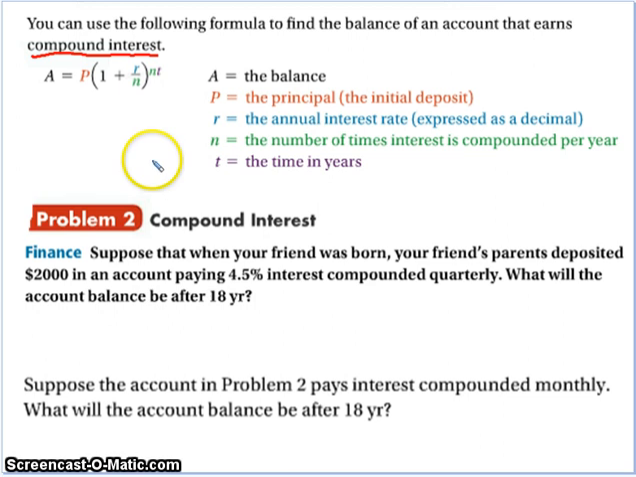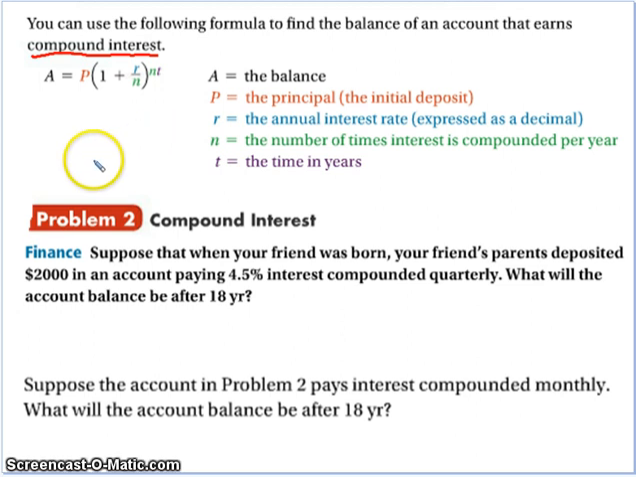Okay? So here's what we do. A represents the balance that's in the account, how much money you have. P stands for the principal. That's the initial amount that you put into the bank, how much you start with. R represents the rate, the interest rate. We write it as a decimal. N represents the number of times it's compounded every year.